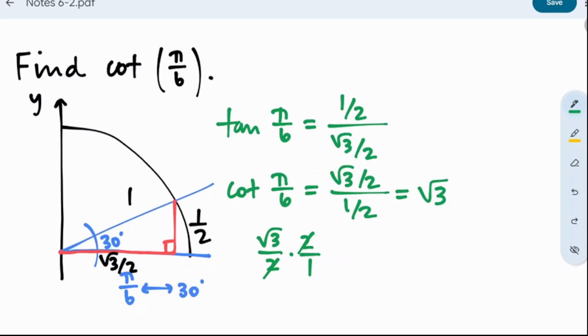All right, so there you go. After drawing a reference triangle and finding tangent and flipping it, I ended up with cotangent pi over 6 equals the square root of 3. And that's going to be all for this video.